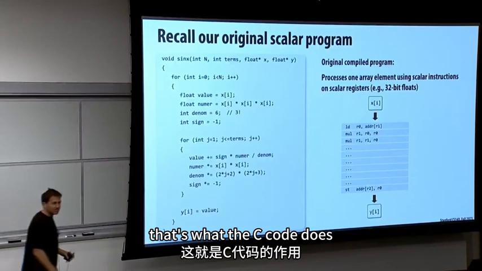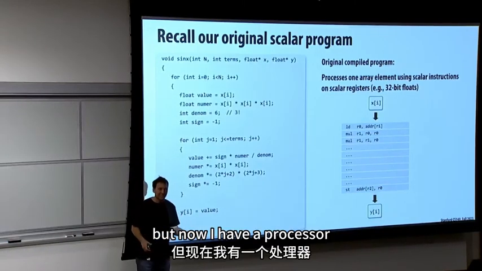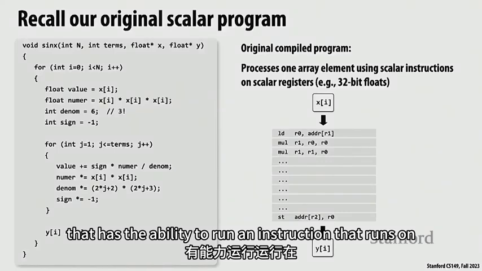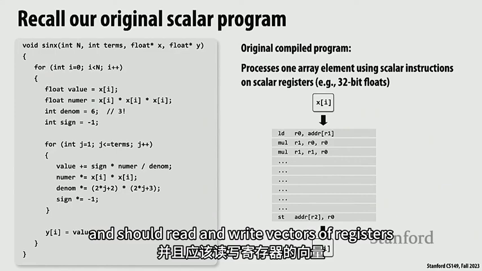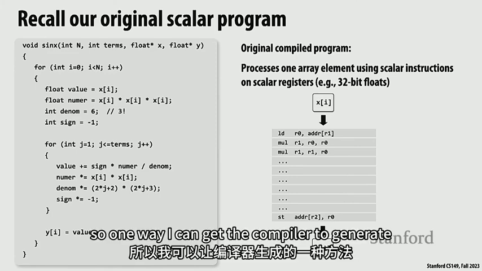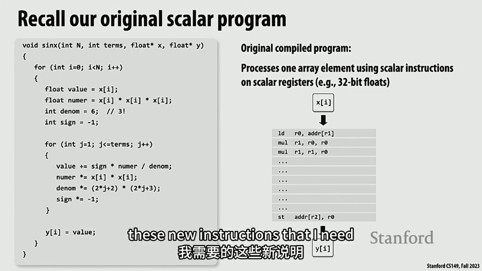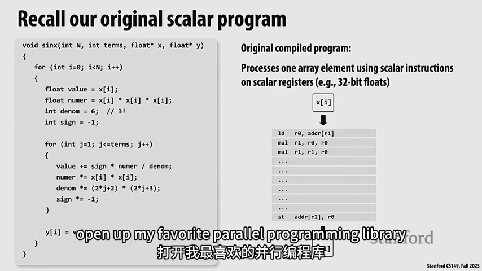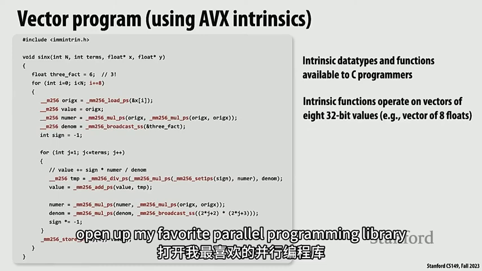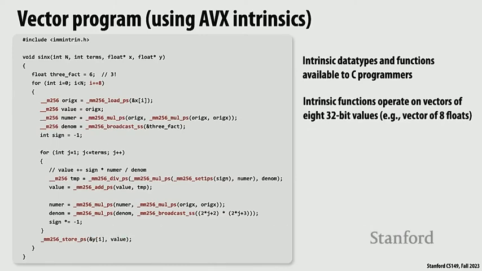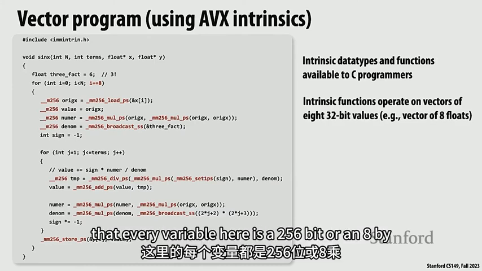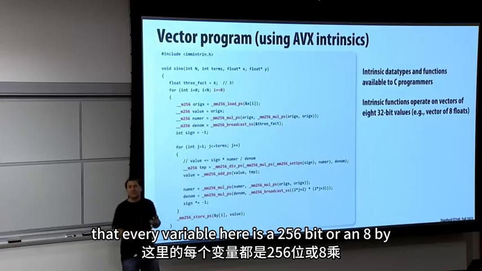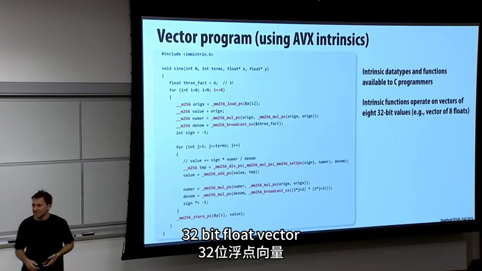That's what the C code does. But now I have a processor that has the ability to run an instruction that runs on a vector of 8 values and should read and write vectors of registers. So one way I can get the compiler to generate these new instructions that I need is I can open up my favorite parallel programming library and I can change every variable in my program to the equivalent variables using these intrinsic macros, where every variable here is a 256-bit or an 8 by 32-bit float vector.